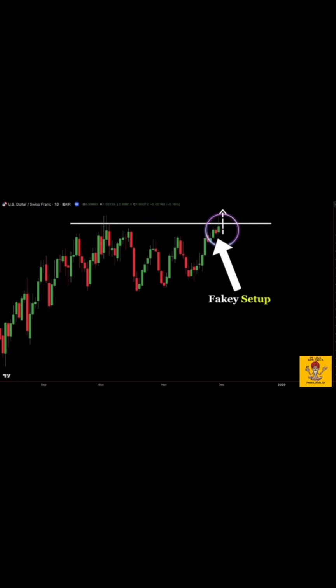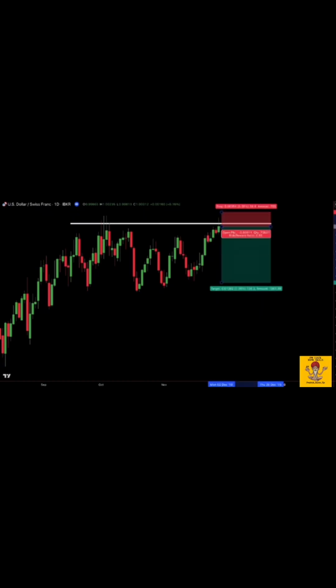But here's the catch. Price quickly closes back inside the mother bar's range. That's the confirmation. The breakout was fake. Now that we've spotted the trap, we can anticipate that the price is likely to move down. The setup is simple. Enter at the close of the fakey candle, place your stop loss above the wick, target the next key support level.